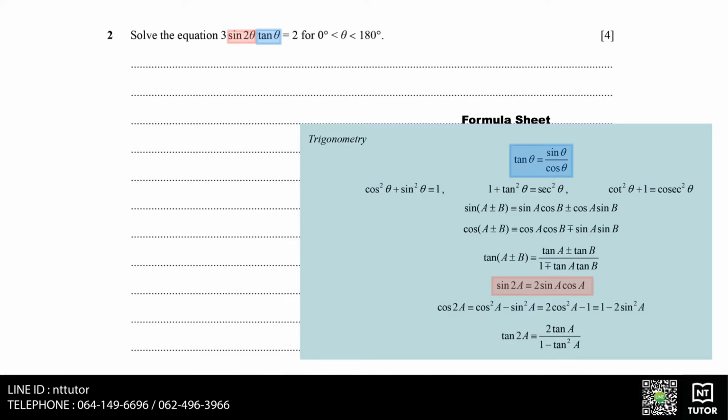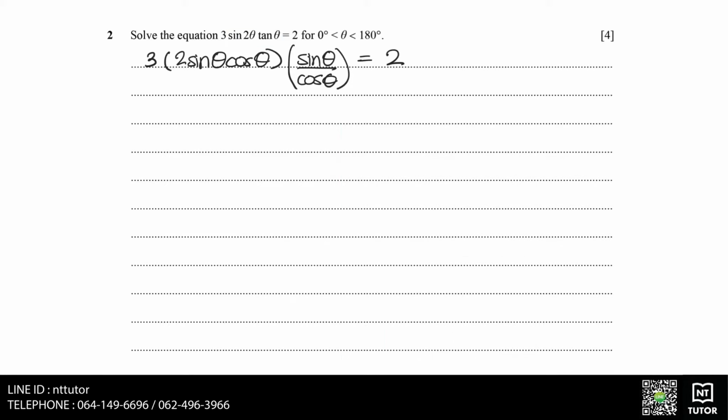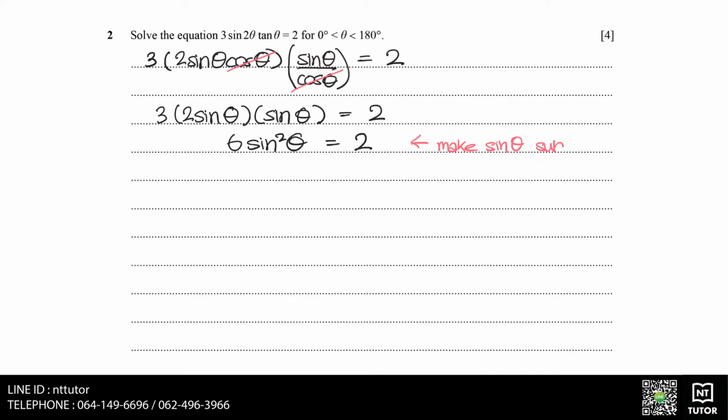If we try using both identities to replace sine 2 theta and tan theta, we get 3 times 2 sine theta cos theta times sine theta over cos theta equals 2. And you can see that the cos will cancel out, leaving only sine functions. We are now one step closer to getting the answer because now we have the expression as only one trigonometric function, which is sine. The next step is to make sine the subject of the formula.